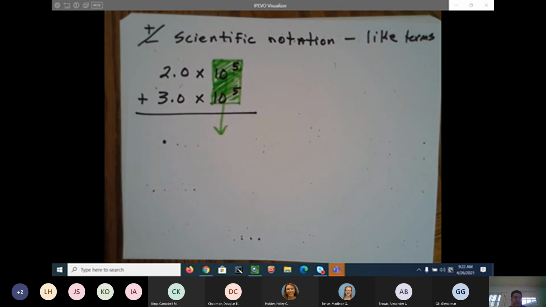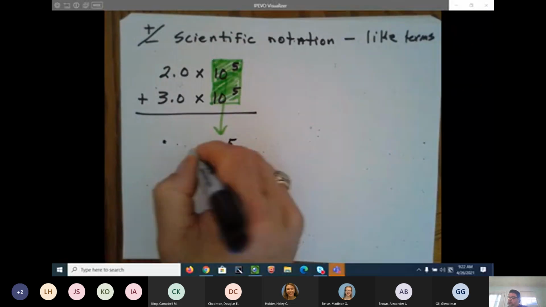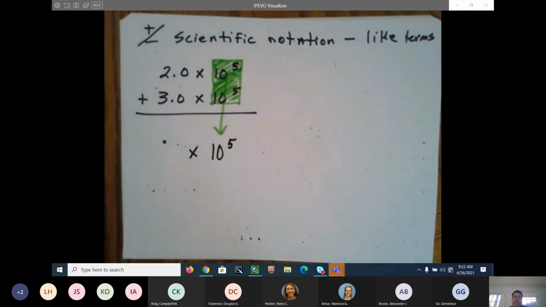What's 2 cans of soup plus 4 cans of soup? 6 what? Cans of soup. So the label doesn't change. So when you're adding and subtracting, this just comes down. And then you just add those two. 2 plus 3 is 5.